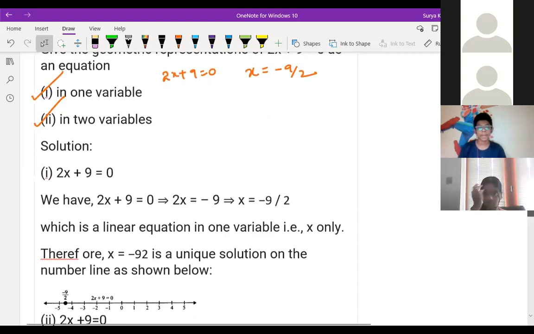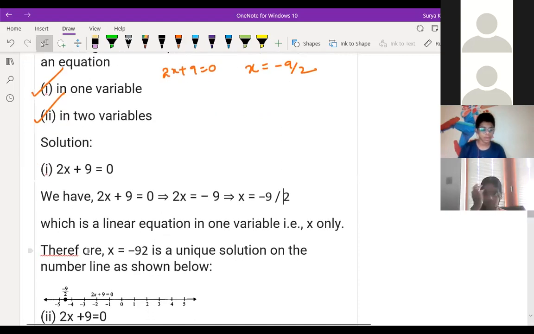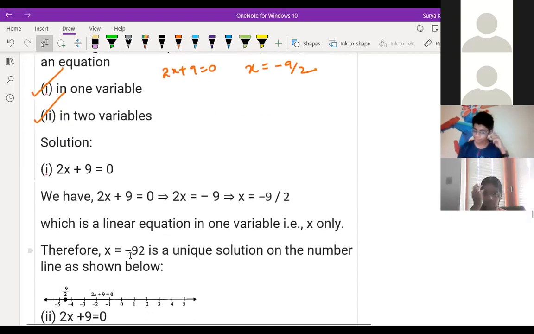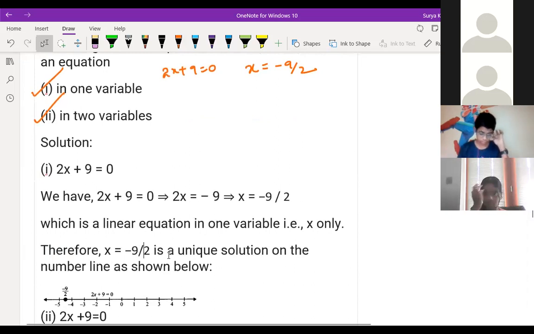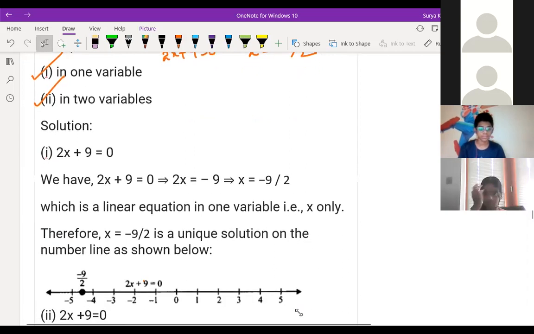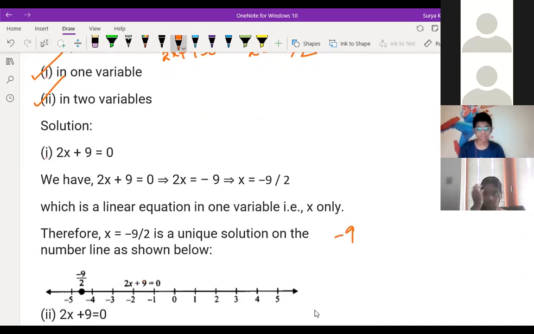Next question, here you see, therefore, x is equal to -9/2 is a unique solution on the number line. That you can write on the number line, that is only 1 point you should write, correct? Yes, sir. We'll get only 1 point. Yeah, see this number line over here. So -9/2 is nothing but what? Satvik, -9/2 is equal to -4.5. You can put it between -4 and -5. Understood, Satvik? Yes, sir.